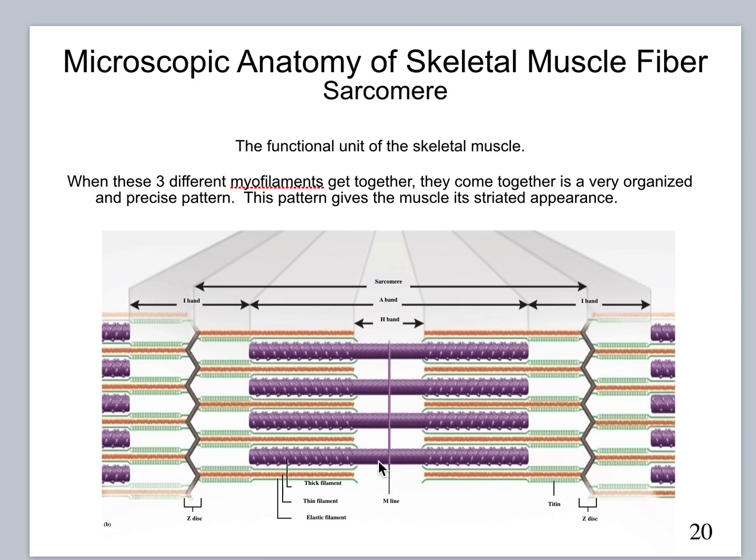So you have thick filaments and thin filaments that overlap each other. When the muscle contracts, these thin filaments slide along the length of the thick filaments and cause the Z-discs to get closer together, therefore shortening the muscle. But there's certain bands, certain portions of the sarcomere that you need to know. There's the I band, the A band, the H band, and there's the Z disc and the M line. And I'll tell you how you can remember that.